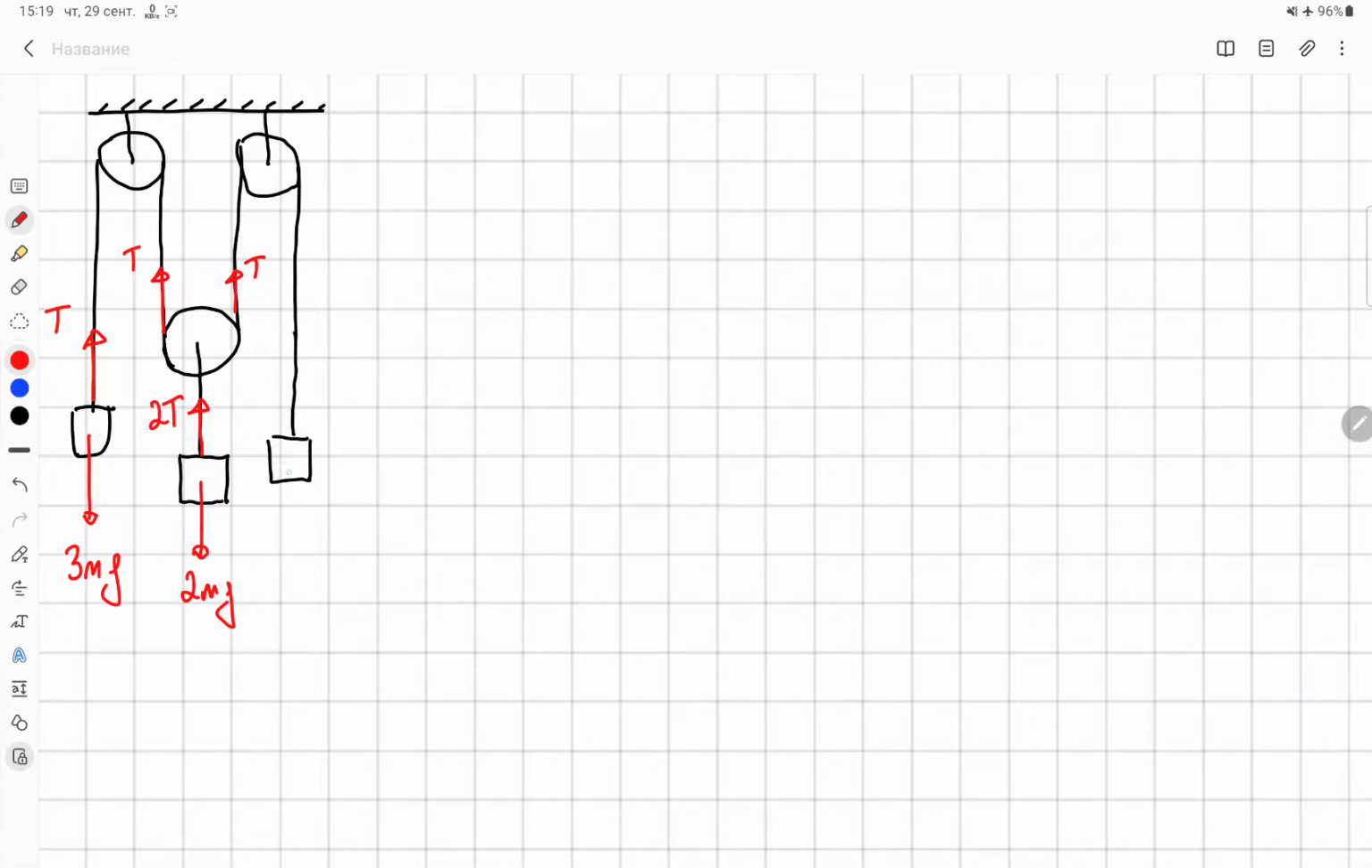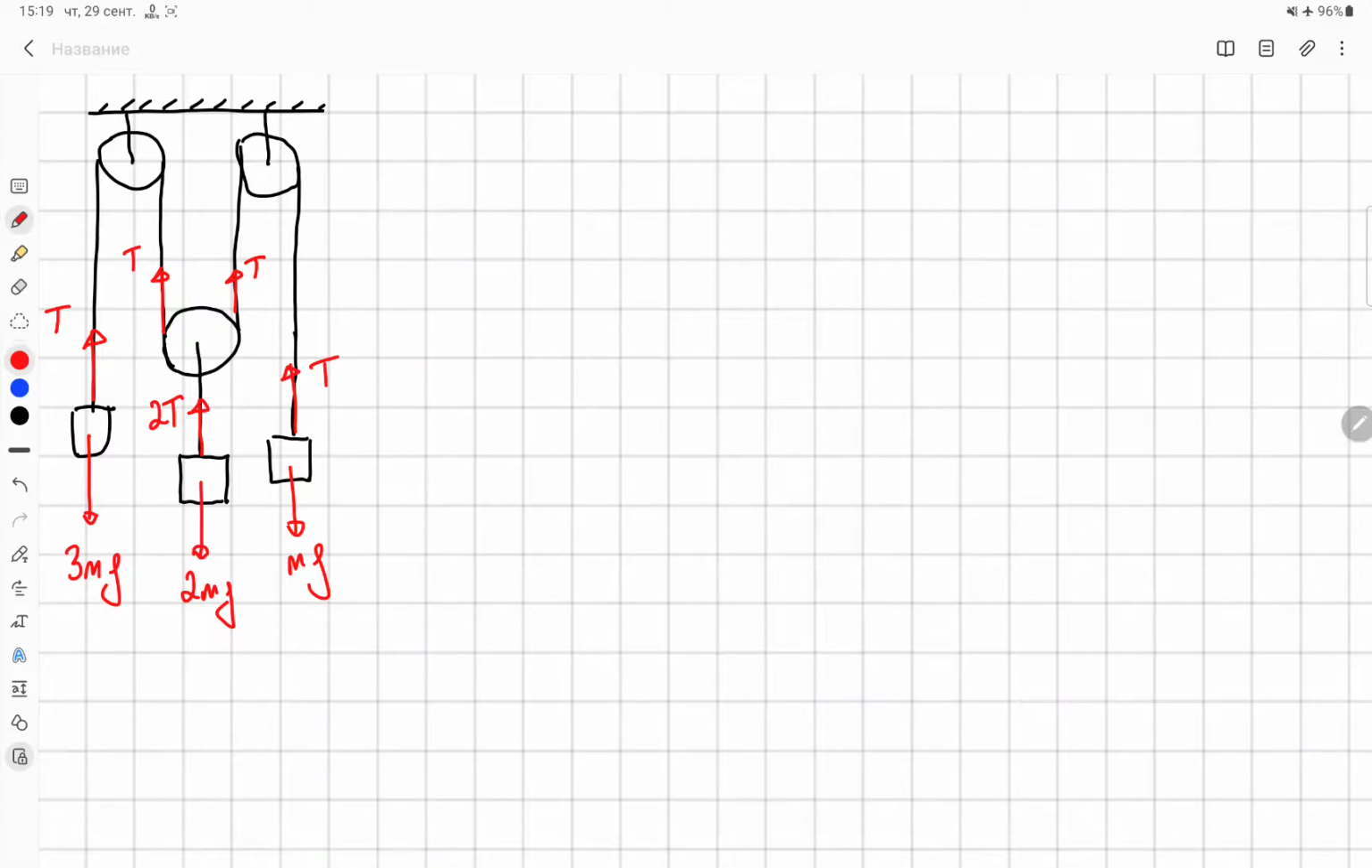From here we can understand that the force here should be equal to T plus T, 2T. Let's come to the last one. Mg, and upward we have the same tension because it is the same rope. The rope is massless, so everywhere we have the same force, the same tension.